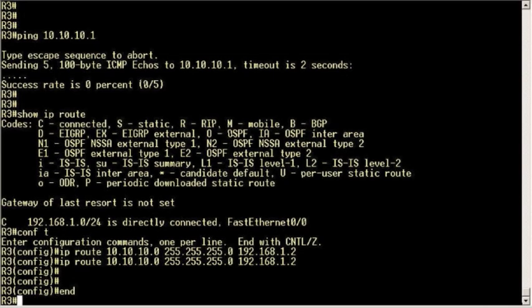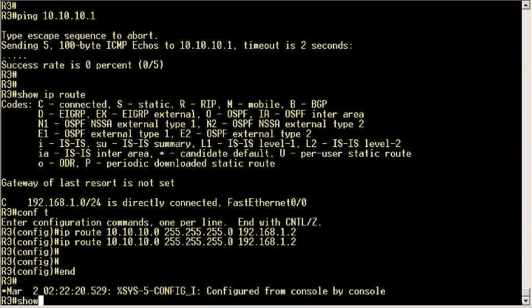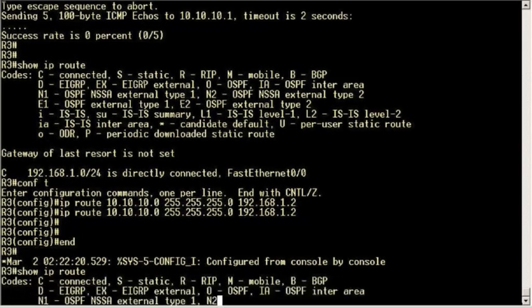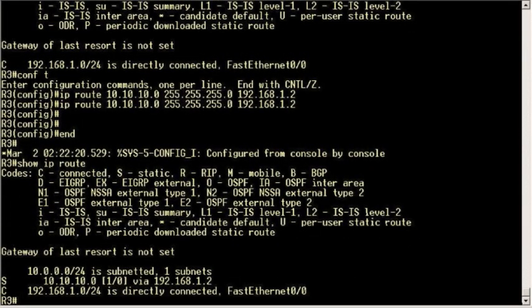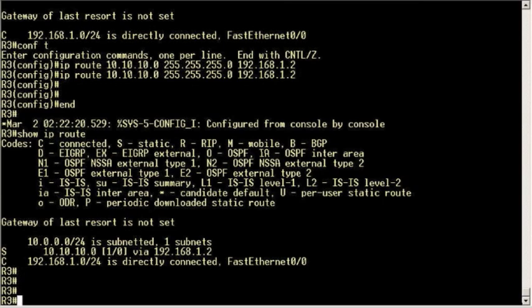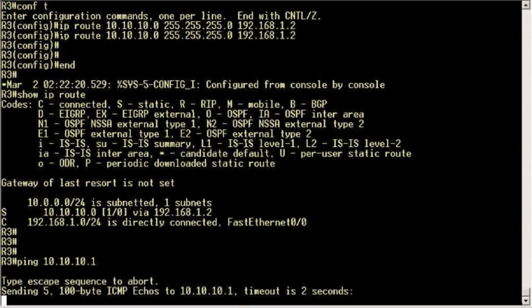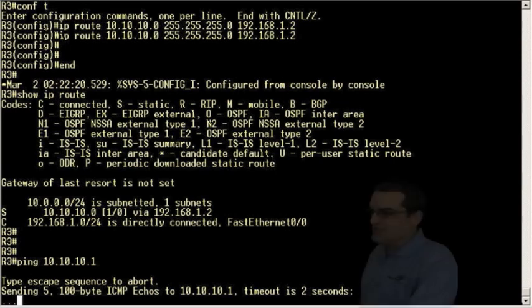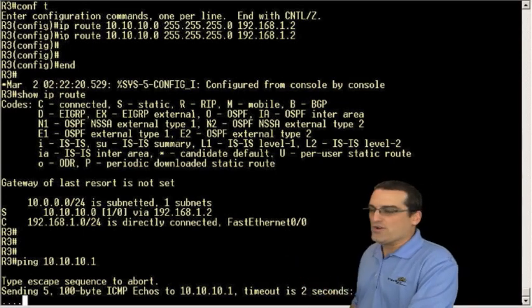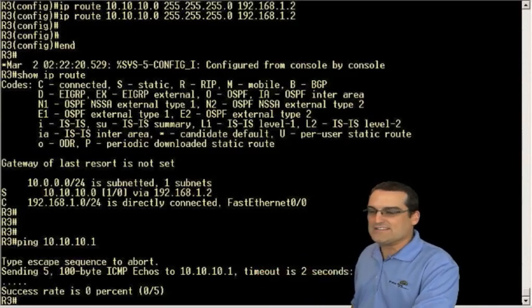Now let's look at the routing table. Show IP route. Aha, and there's our static route in there telling R3 what to do with that traffic. Now you do this and you're all excited and you rerun your ping test. And it fails. And this is when you get very depressed and you say, you know what? None of this works. Anthony taught me this stuff and it doesn't work.